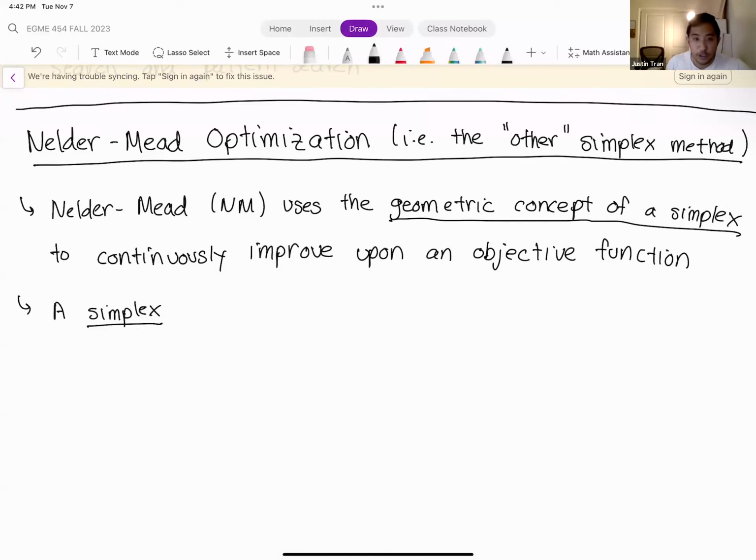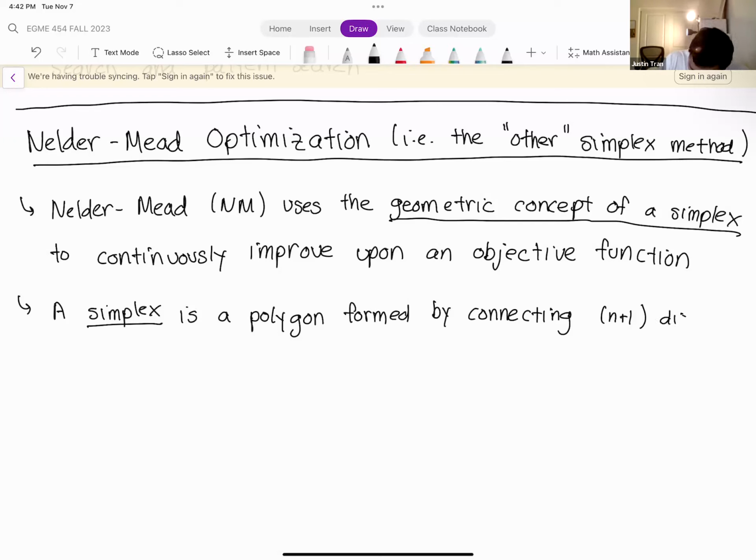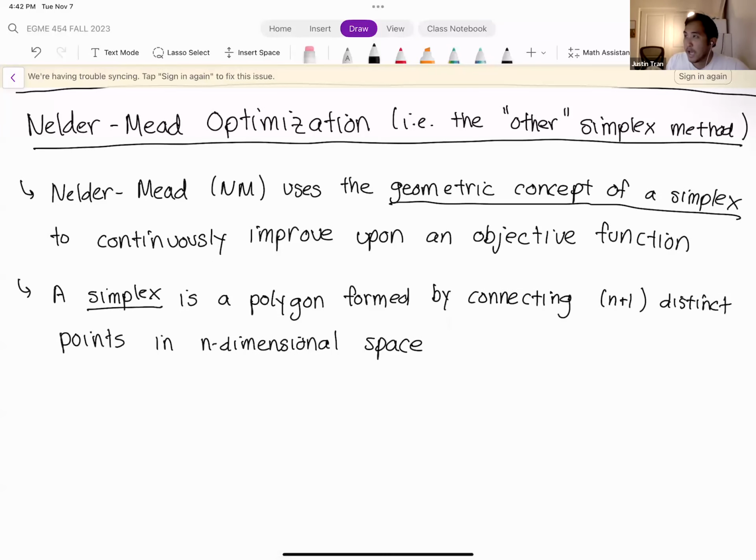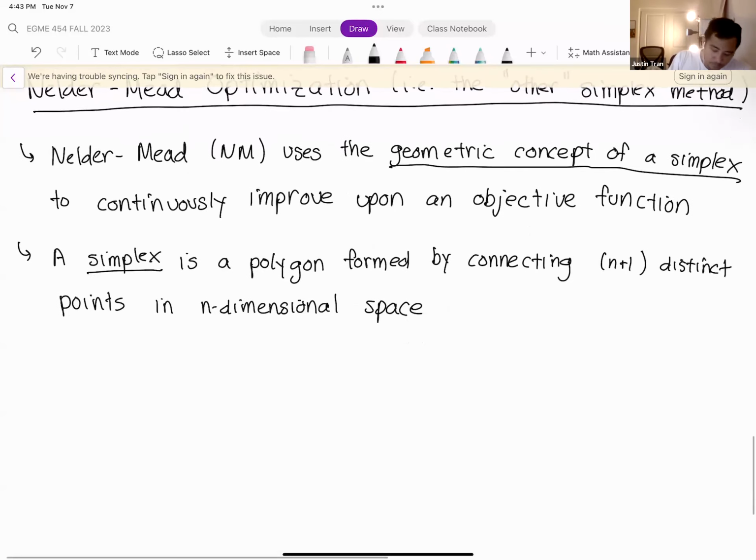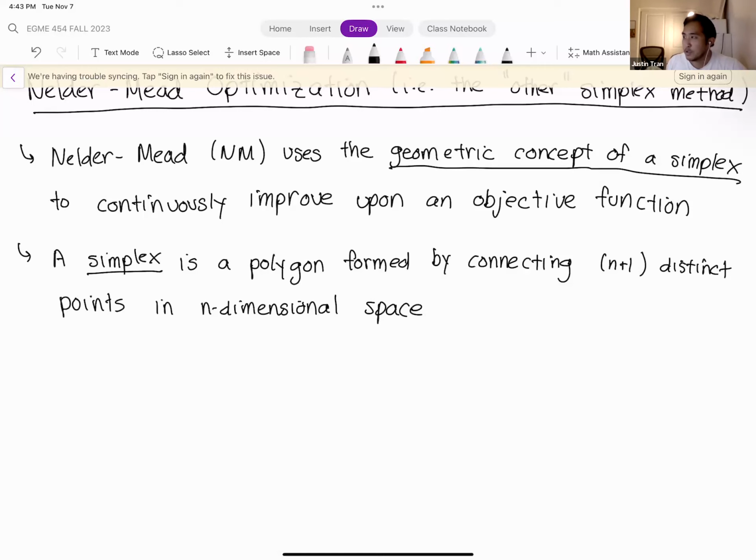Okay? And so a simplex in geometric terms is a polygon that's formed by connecting n plus one distinct points in n-dimensional space. And so the exact shape of the polygon depends on what dimensional space you're in. Okay. And so let's look at two examples. The two examples that are easiest to illustrate are just 2D and 3D.